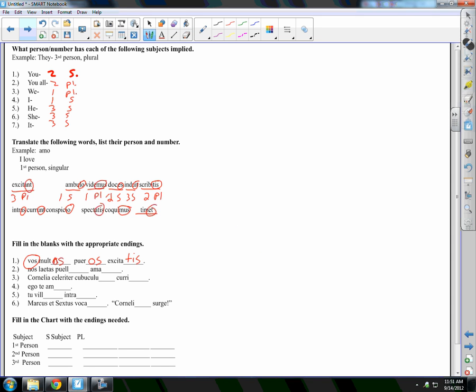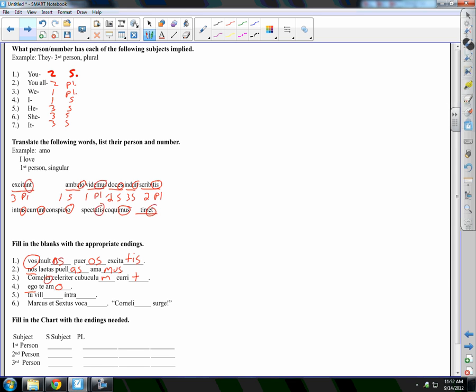Going to the next one, I have nos. Nos is we, first person and plural. We love laetas puellas, happy girls. We love happy girls. Cornelia celeriter cubiculum what? Well, Cornelia is a subject. That means currit is third person and singular. Where does she run? Well, how about an accusative? She runs quickly to the room. Ego, as my subject, is first person singular. O is the ending that I use for the first person singular. I love you.